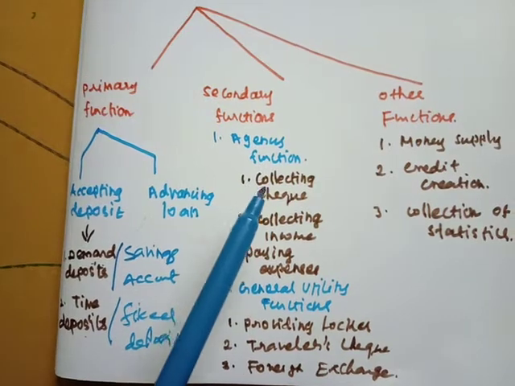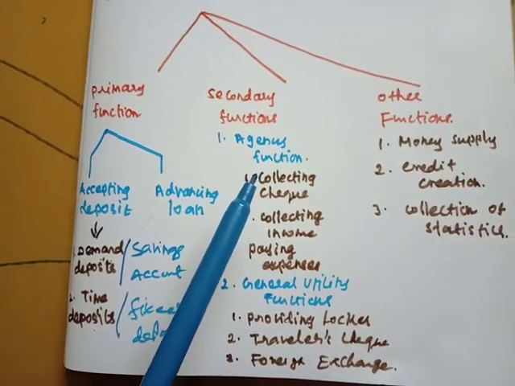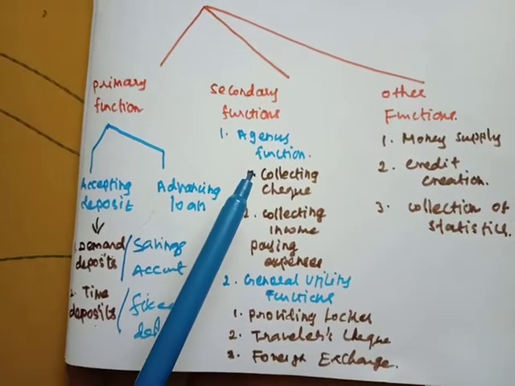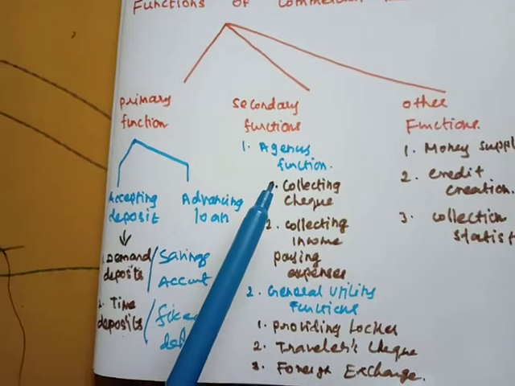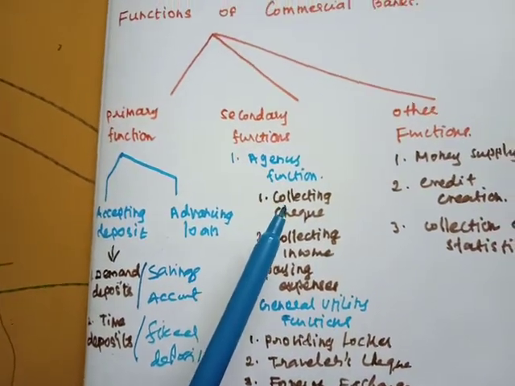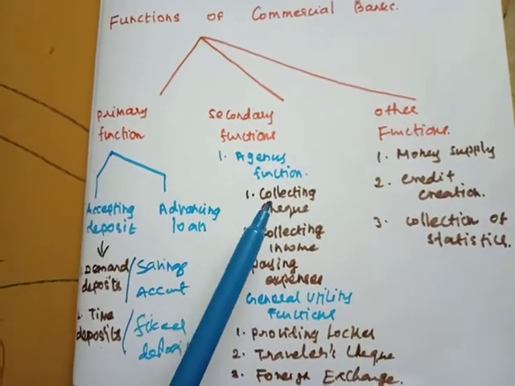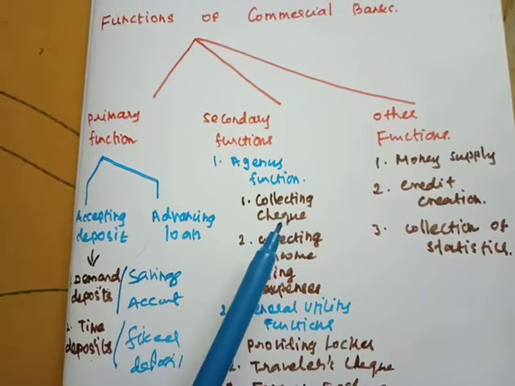For example, if you are maintaining an account with the State Bank, but you want to give a check to the Indian Bank, and you do not go to the Indian Bank, the State Bank acts as a collecting agent for your check, through a clearing house provided by the central bank. And the next one is collecting the income.